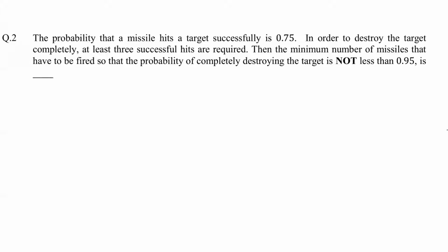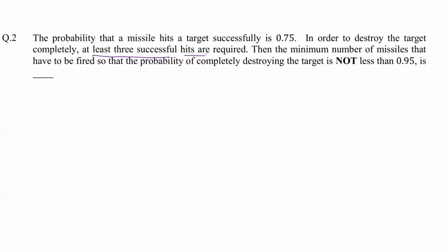Okay, so the question says the probability that a missile hits the target successfully is 0.75. In order to destroy the target, we need at least 3 hits. The minimum number of missiles that have to be fired so that the probability of completely destroying the target is not less than 0.95. So that means what?